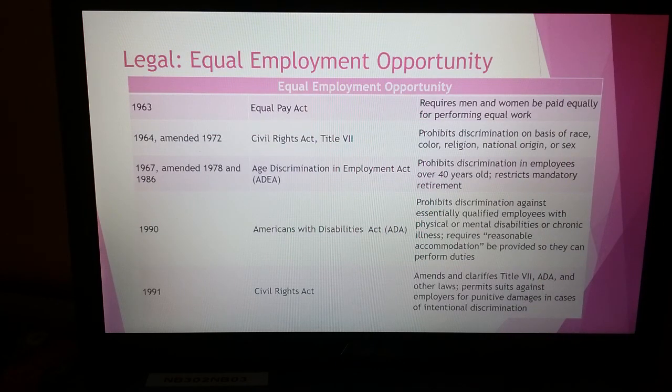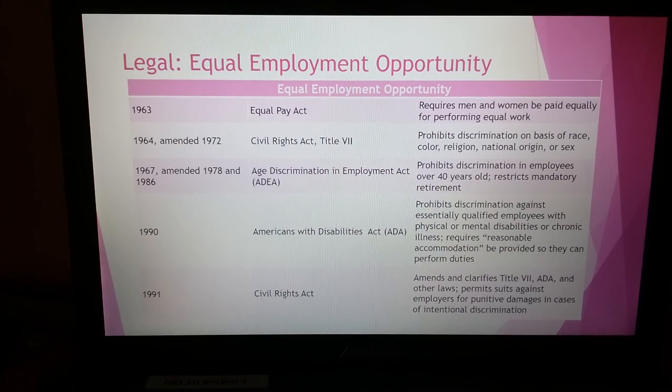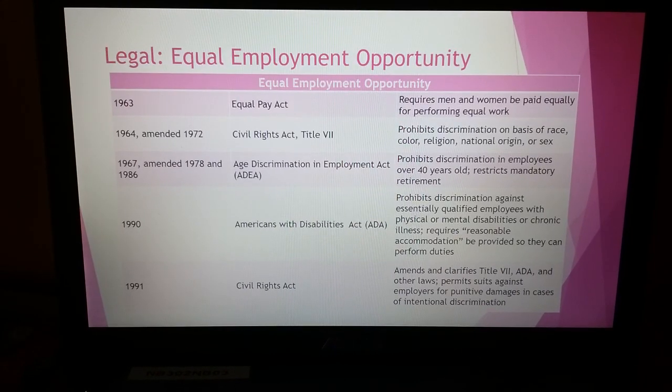Okay, equal opportunity. Equal Pay Act: men and women have to be paid equally for performing equal work. Civil Rights Act: discrimination based on race, color, religion, national origin, or sex is prohibited. Age discrimination law prohibits discrimination against employees over 40. The ADA prohibits discrimination against people with physical disabilities who are qualified, and employers have to make reasonable accommodation for them. And the 1991 Civil Rights Act amends and clarifies Title VII, ADA, and other laws, and it permits suits against employers for punitive damages in cases of intentional discrimination against employees. When you take business law, you will learn about many of these things as well.